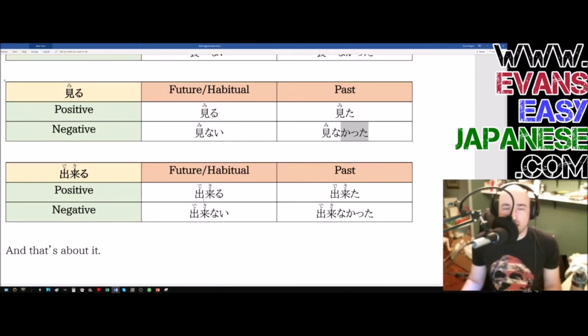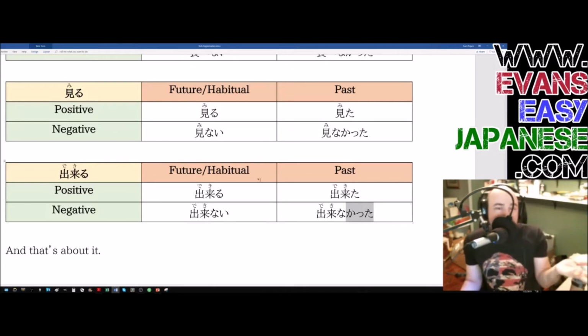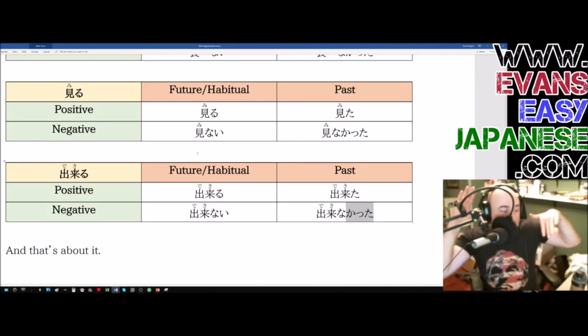Kata. Dekiru. Deki. Ta. Dekinai. Dekina. Kata. Okay, great. That is the group 2s and the group 3s. Group 3s are kind of shut up and memorize it, but the e turns into a kata, the ru turns into a ta. E turns into kata, ru turns into ta.